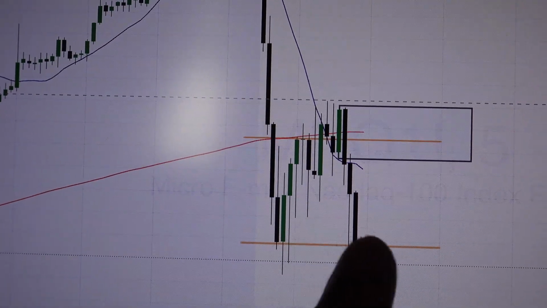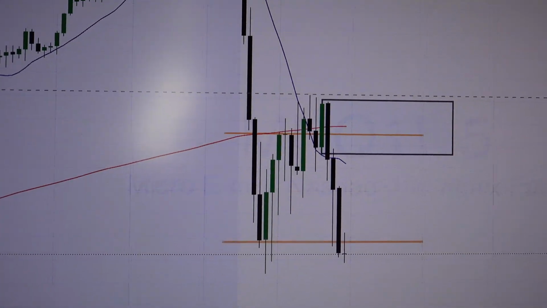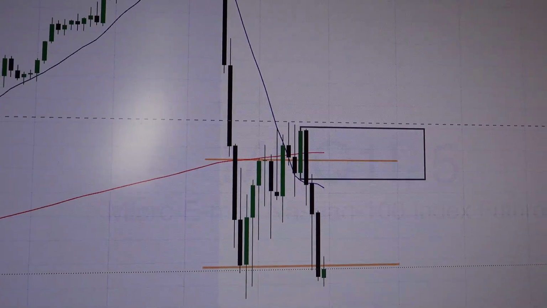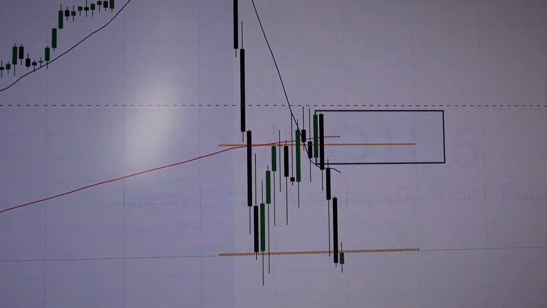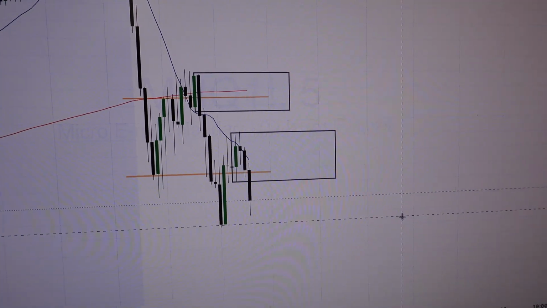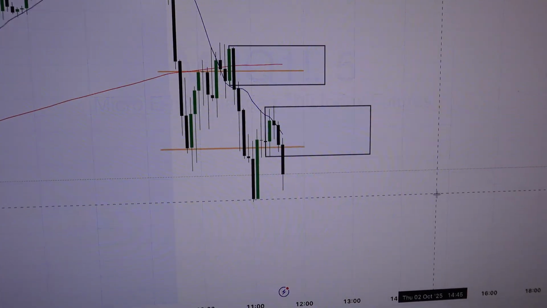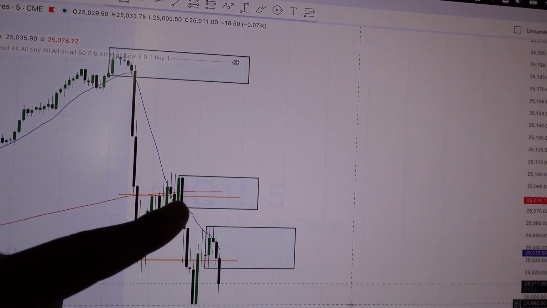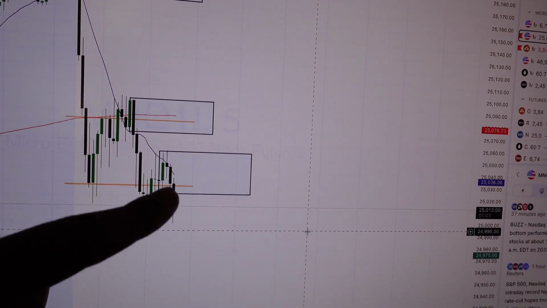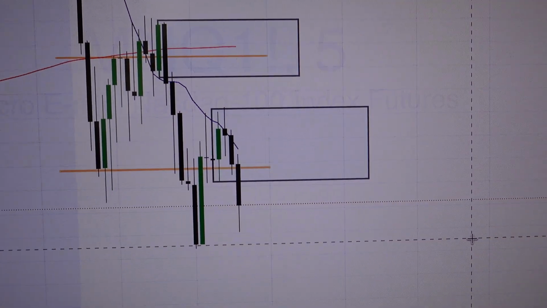So I think I'm done for the day. No trade today. Got 3 more minutes, it's 10:57 a.m. Yeah, I think I'm done. Y'all, no trade today. This camera is about to die. As you can see, price created 2 more supply zones, but there's no hit.